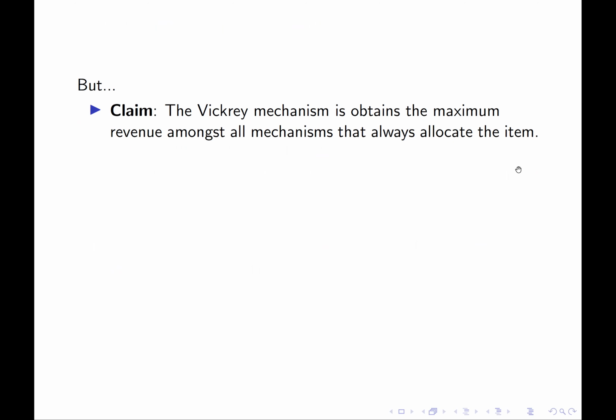But I also claim that the Vickrey mechanism obtains the maximum revenue amongst all mechanisms that always allocate the item. It's not the revenue optimal mechanism, because the revenue optimal mechanism doesn't have to always allocate the item. In fact, it had better not, and that's easy to see in the single item case. But I claim that the Vickrey mechanism obtains the maximum revenue amongst all mechanisms that are constrained to always allocate the item. And that's also easy to see, because remember, we've already derived that for any mechanism, its expected revenue is just equal to its expected virtual welfare.